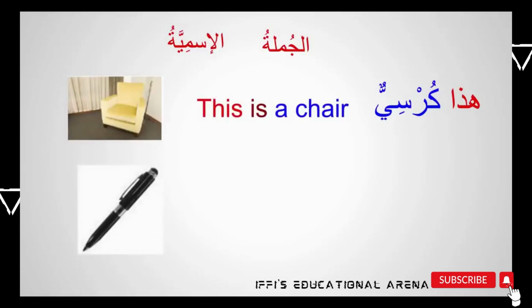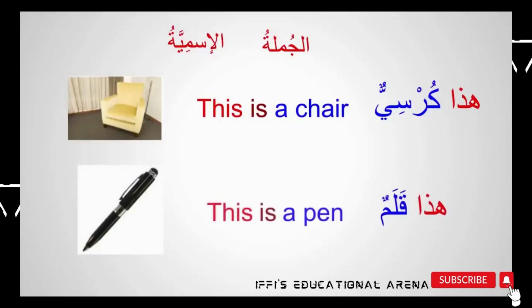This is a pen. Pen means قلم. So how do we say? Right? هذا قلم. This is a pen. So if you see anything which is close to us, we use هذا.